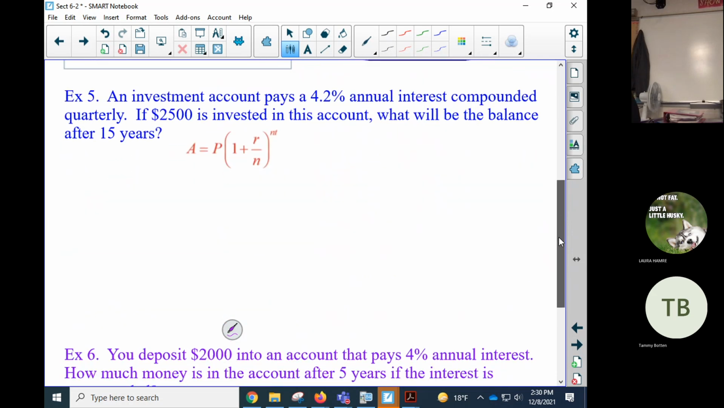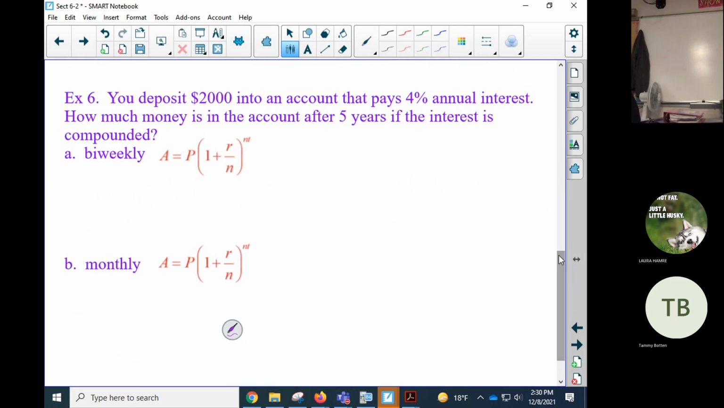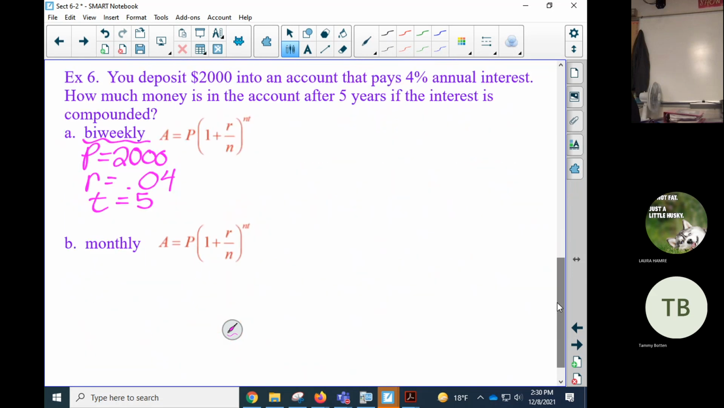So we're going to skip this problem and go down into number 6, okay? It says you put $2,000 into an account, okay? That means that our P is $2,000. Then it says it pays 4%, so that would be 0.04. How much is in the account after 5 years, so T is 5. If it's compounded bi-weekly, on that chart, bi-weekly was 26 for N, okay?